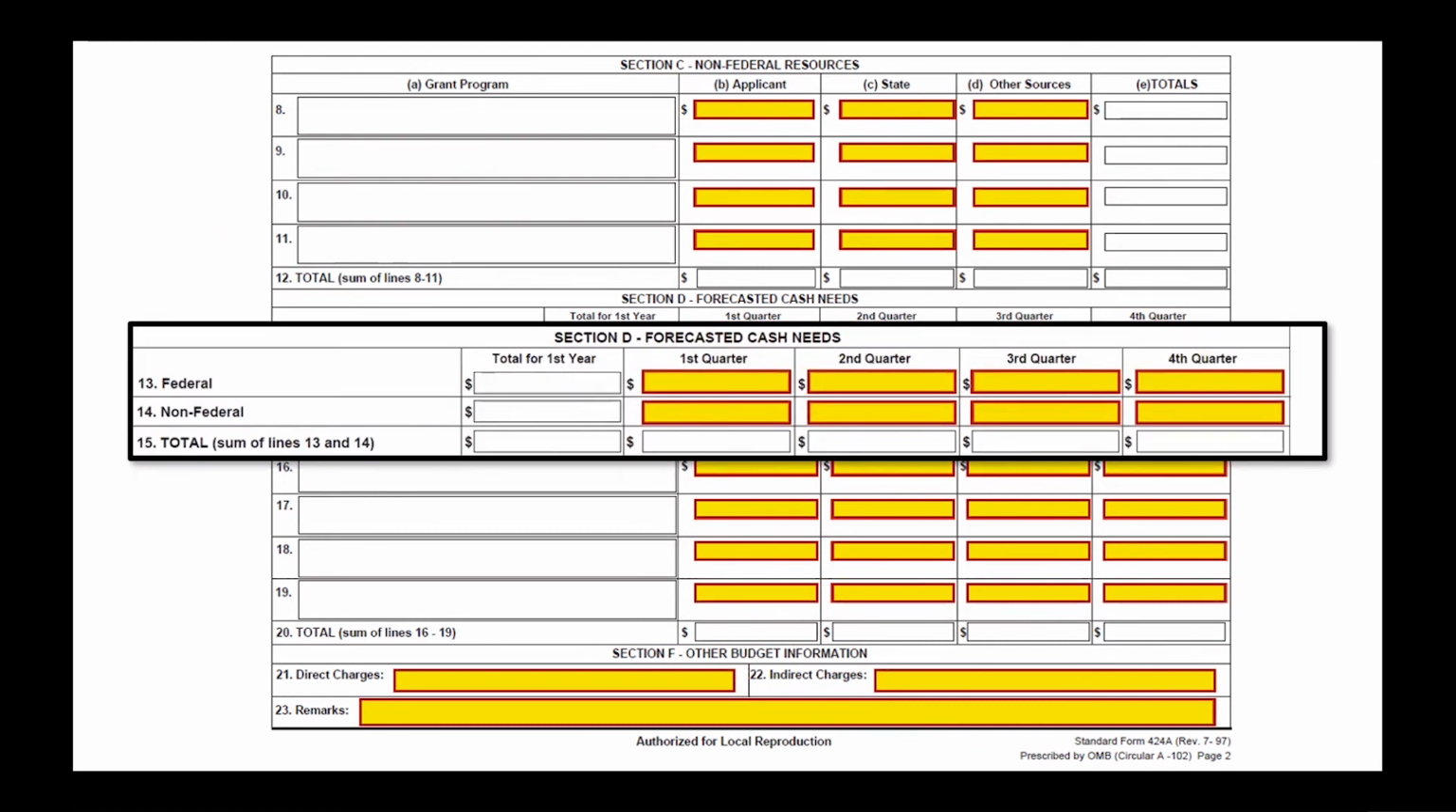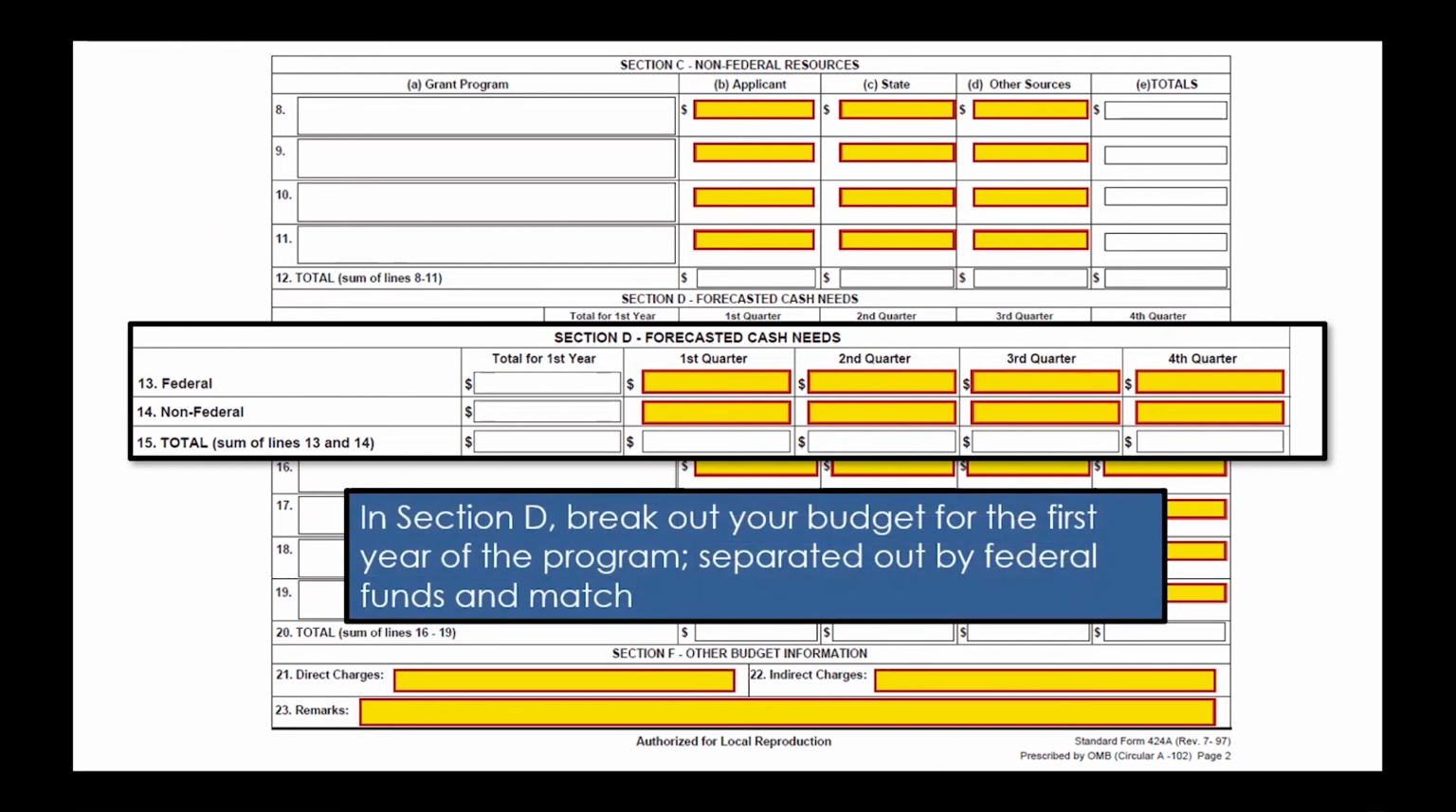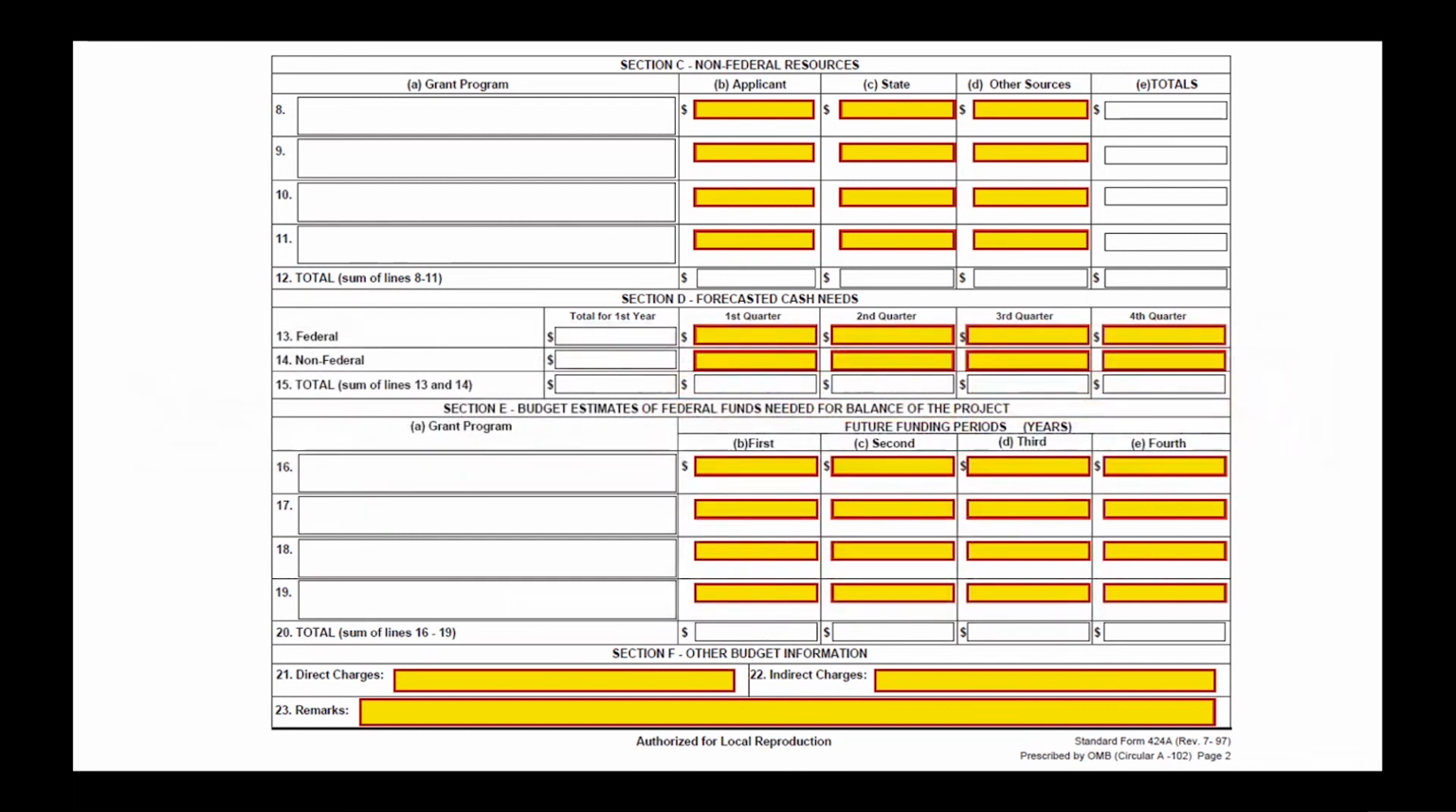Section D is where you will forecast your cash needs for the first year of your project. You will include both federal in row 13 and non-federal match in row 14. The totals will autofill once you have entered the information for each quarter.